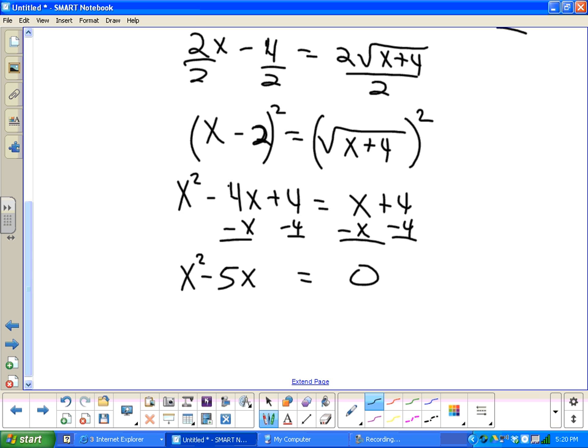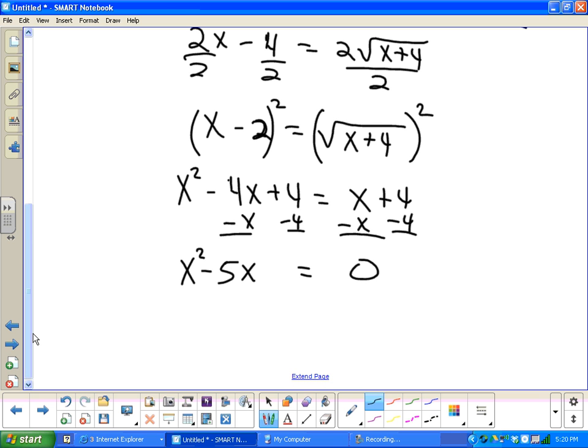Now I'm left with this, which is kind of confusing because it's not a trinomial, but what I have to see is I can factor out a common factor of x. So we get x times x minus 5 equals 0. So what makes them 0 here would be 0 and 5.